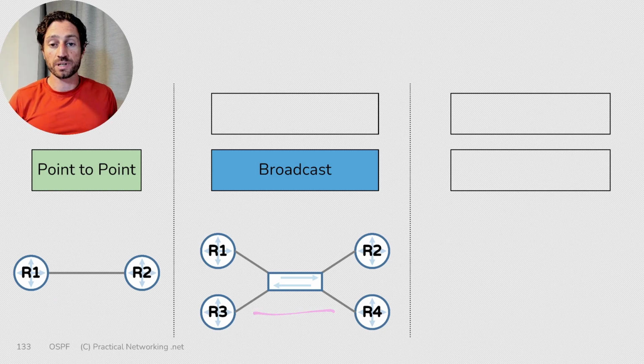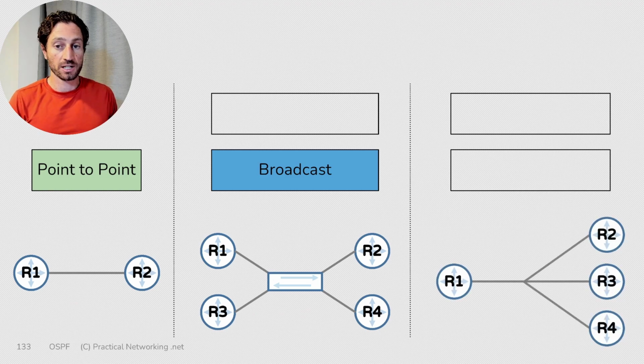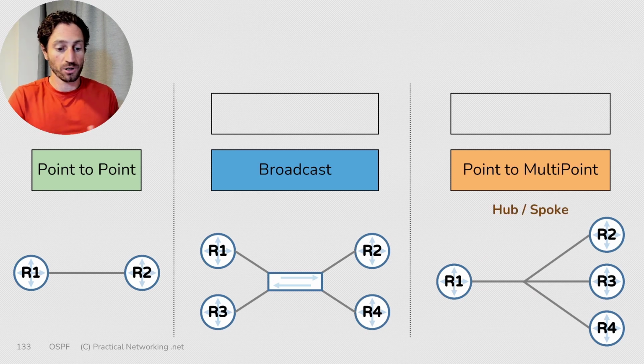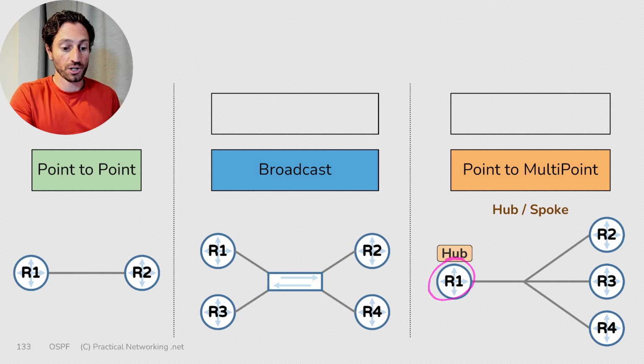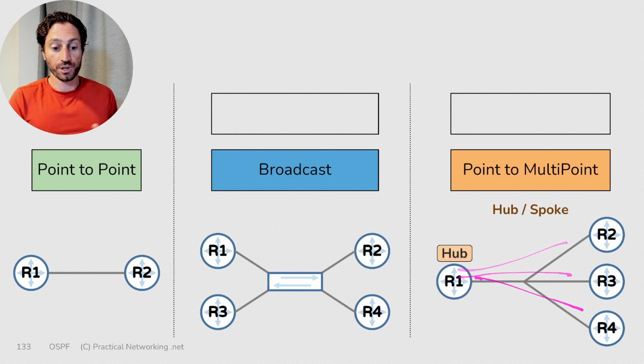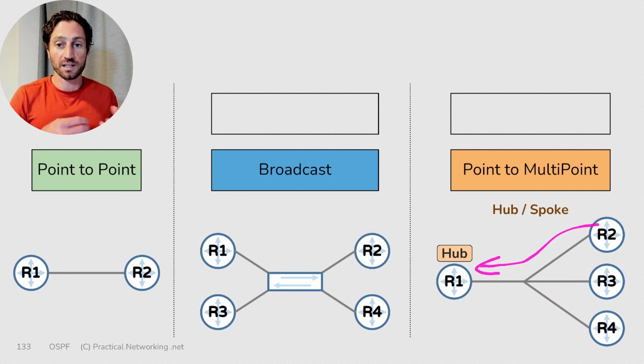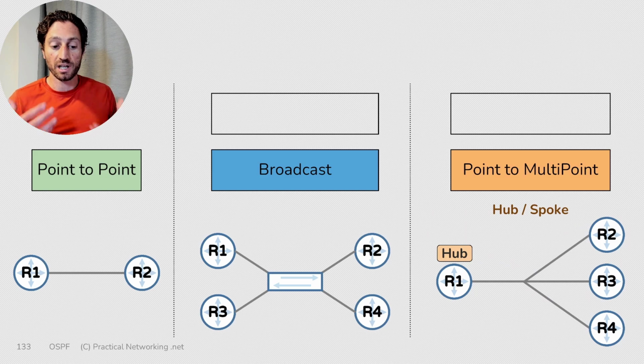The third OSPF network type looks like this, and is referred to as a point-to-multipoint network. This is the type of network you would use in hub-and-spoke type deployments. Meaning, if you had a network topology where one router, the hub, could see all the other routers, but all the other routers, the spokes, can only see the hub, that is what you would call hub-and-spoke, and that's where you would use point-to-multipoint networks.